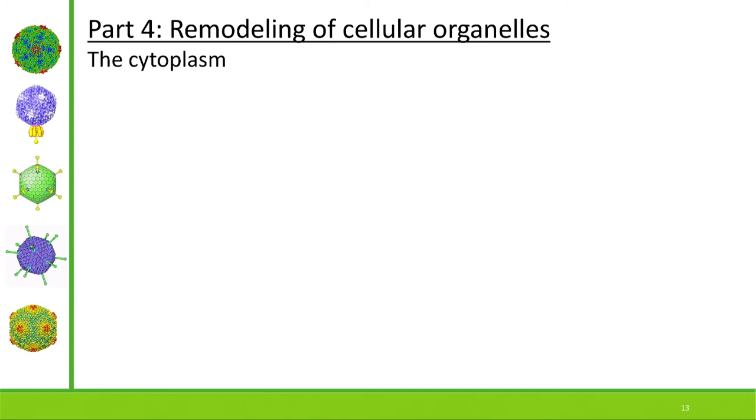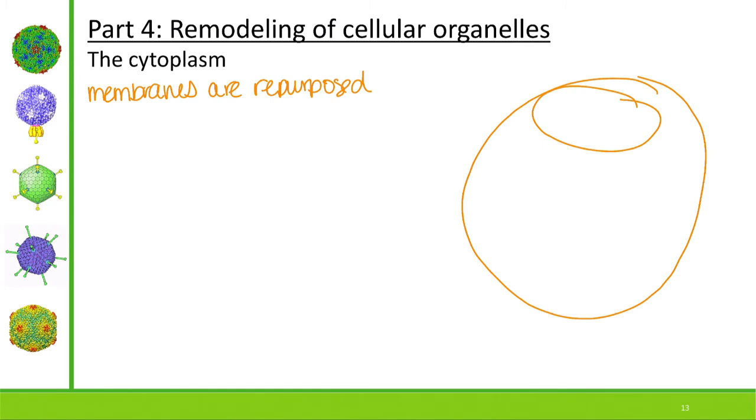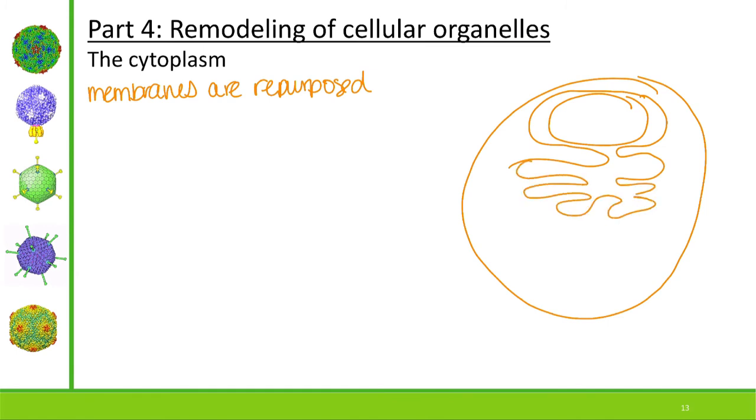So the next thing that we're going to talk about is the cytoplasm. So in the cytoplasm, oftentimes membranes are repurposed. So typically when we draw a cell, we draw our nucleus, and sometimes we're good and we draw the second membrane of the nucleus. We draw our ER that extends from the second membrane of the nucleus. Then we have our Golgi. And again, I'm leaving out most of the organelles. I'm kind of focusing on the major ones that are repurposed.